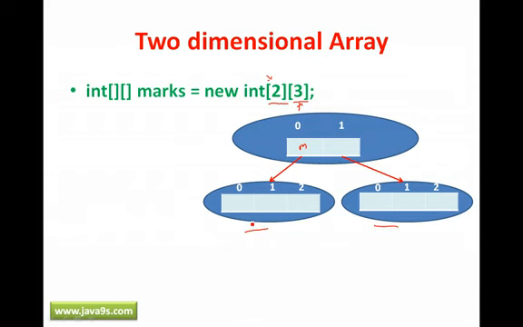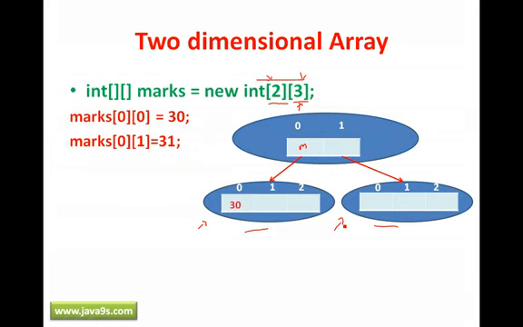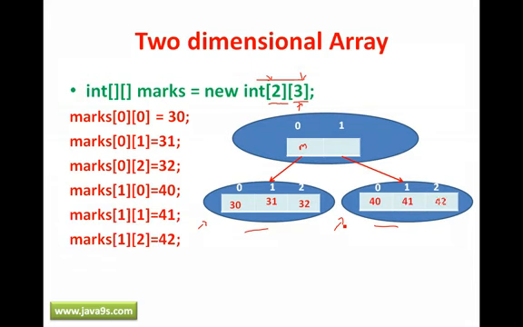So this is our 2-dimensional array, and always remember that the end values will be stored in the final array. That means these arrays are the ones which store the final values. So to fill the values, you need to use both the indices of the array. That means you need to navigate from the parent to child.